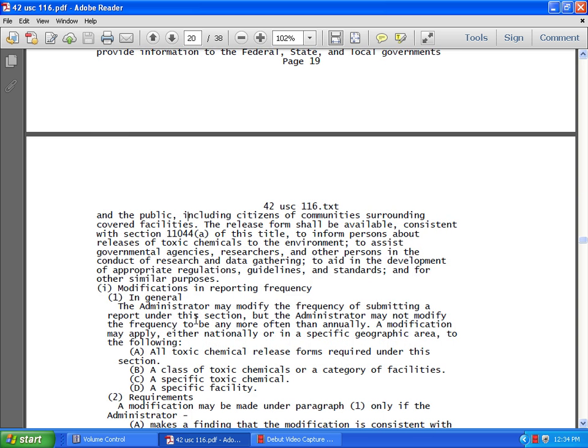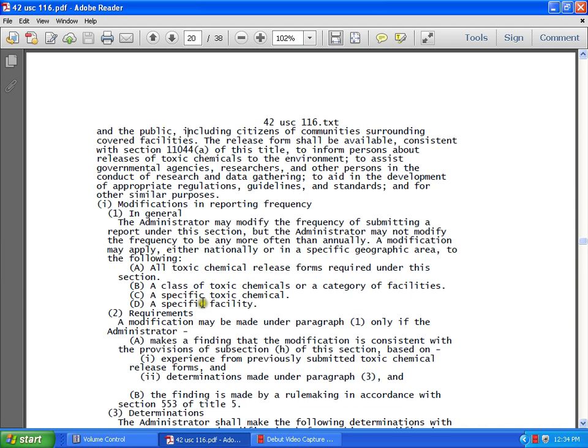C. The specific toxic chemicals. D. A specific facility requirements. 2. The requirements of modification may be made under paragraph 1 only if the administrator, A. makes a finding that the modification constitutes a provision of subsection H in the section based on 1.